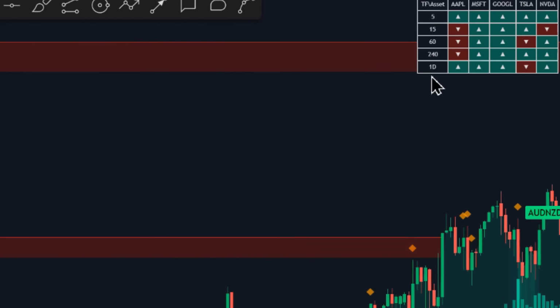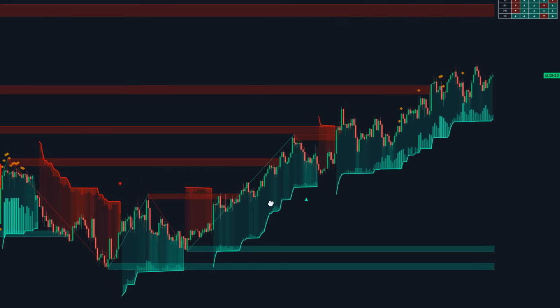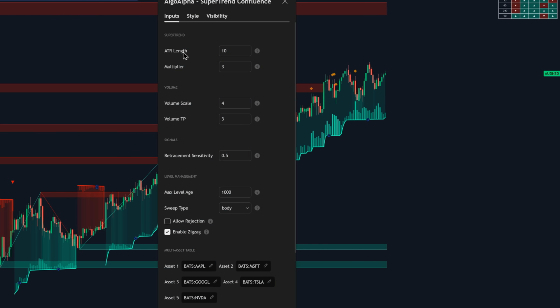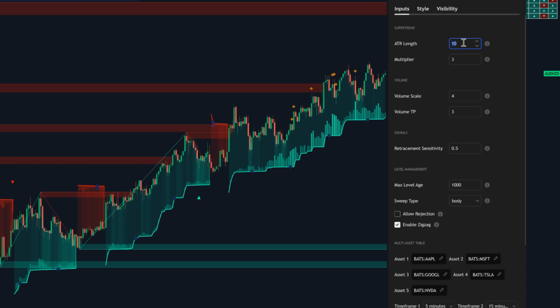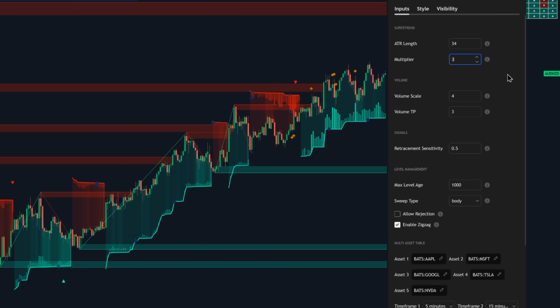Let's jump into the settings real quick so you can tune it to your style. ATR length sets how reactive the SuperTrend is to volatility. For me, I changed this to 34 to smooth out noise on my charts. The multiplier scales the ATR band distance, so flips happen sooner or later depending on your preference. I'm leaving this at the default for now.